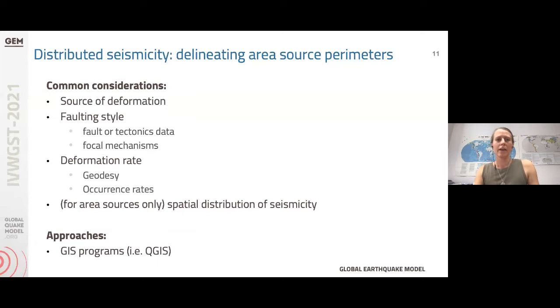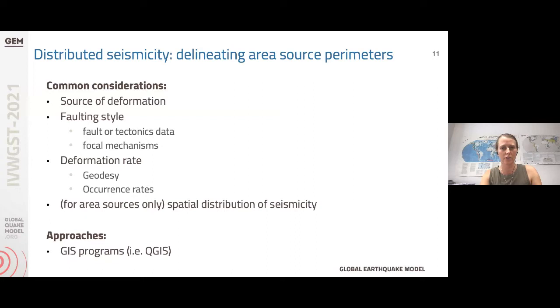On the other hand, for distributed seismicity, the most important geometry characteristics to delineate are the area source perimeters, whether this is going to be a standard area source or carried through into a smooth seismicity source. So again, there's no distinct recipe for coming up with the source perimeters, but there are some shared considerations that are used when delineating the sources.